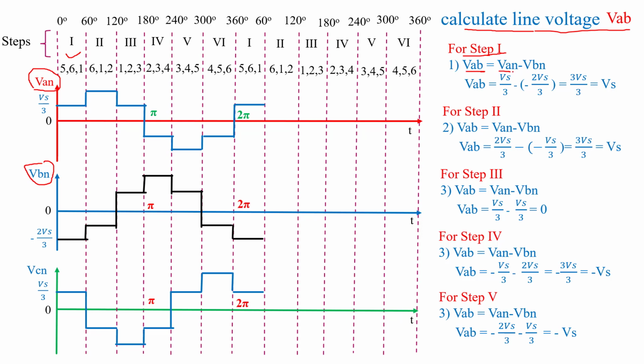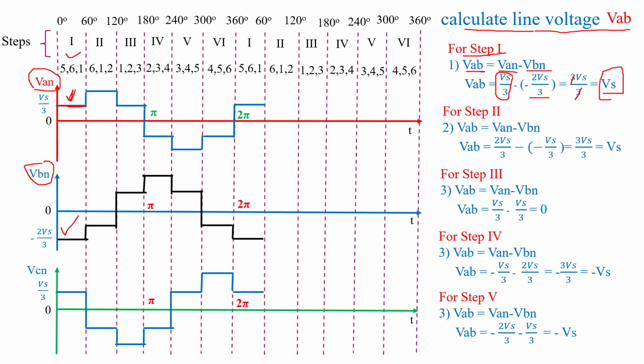The value of VAN for step 1, see in the waveform on the left hand side, is Vs by 3. So here we put in the calculation Vs by 3. Now for step 1, the value of VBN from the waveform is minus 2 Vs by 3. So here I write minus 2 Vs by 3. Minus minus plus, 3 Vs by 3. 3 cancel, we get Vs.